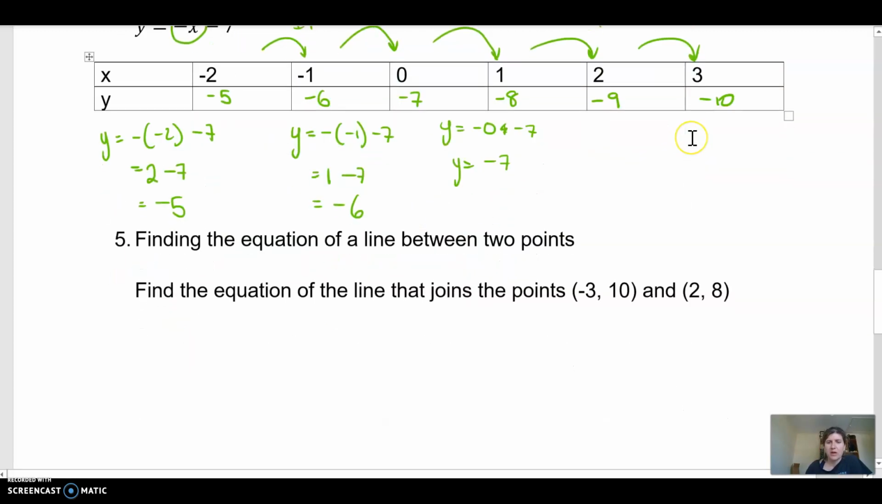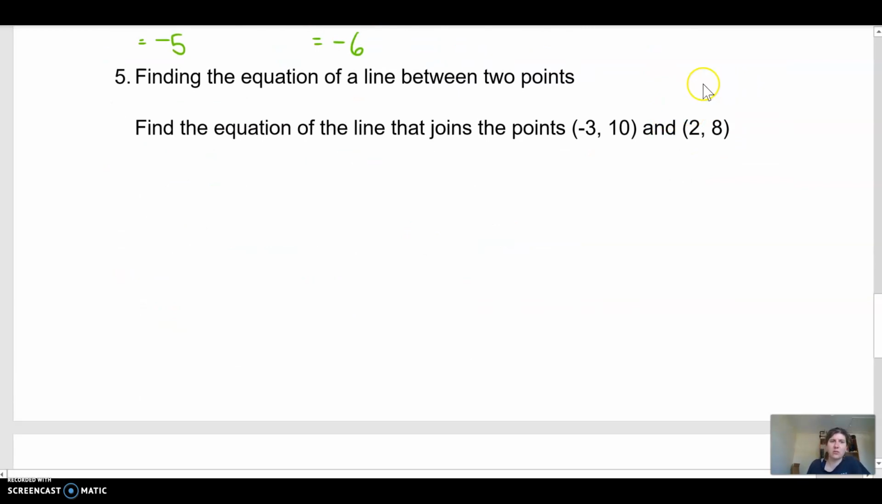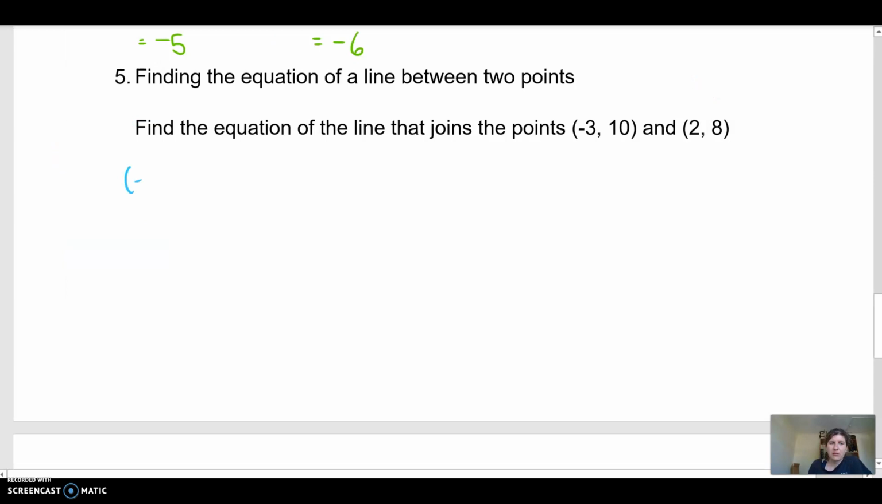All right. Okay, next little bit, we've got to find the equation of a line between 2 points. So our points are (-3, 10) and (2, 8). The first thing we want to do is find the gradient, so we're going to find m. In this case, we're definitely going to use that y2 minus y1 equation, which is really just the same as doing rise over run, but it's a bit more sophisticated, okay? And it works a bit better in this context.